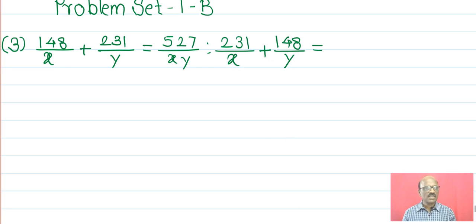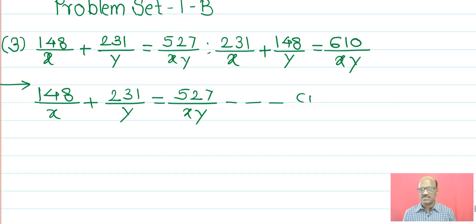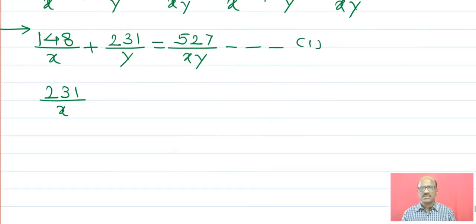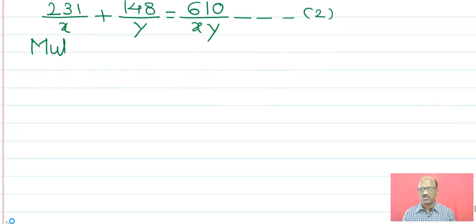Now the first example is 148x upon 231y is equals to 527xy. This is the first equation. Second equation, 231 upon x plus 148y is equals to 610 upon xy. This is the equation number 2.